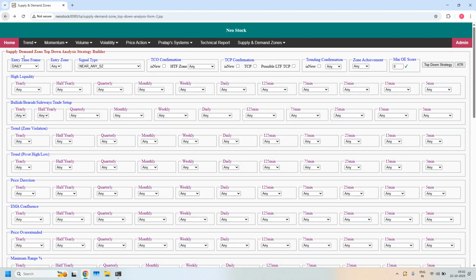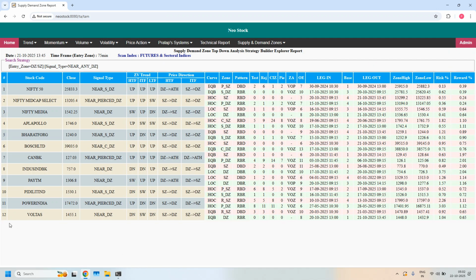Okay, next time frame is 75 minutes. Stocks near to the 75 minutes demand zone. We got 12 stocks. Let us identify 75 minutes high liquidity demand zones from this list. So NIFTY is at its 75 minutes high liquidity demand zone.